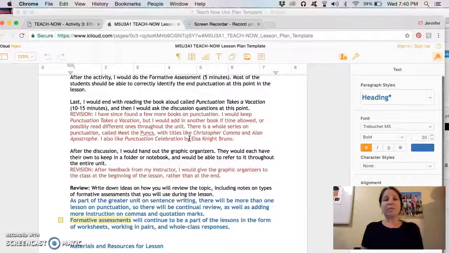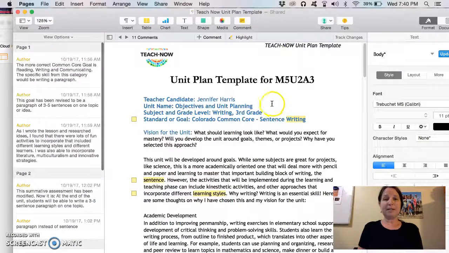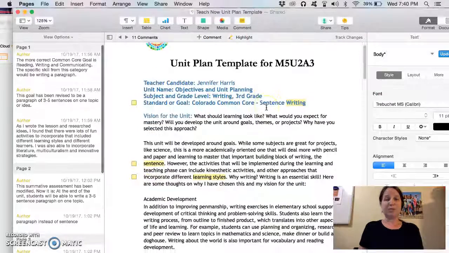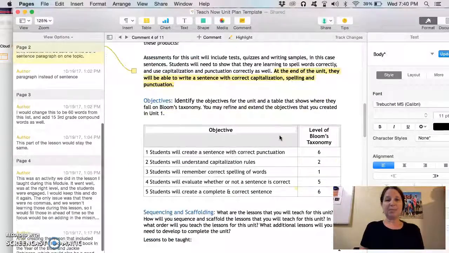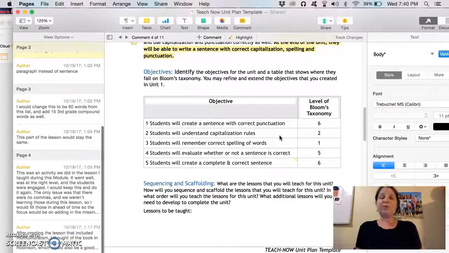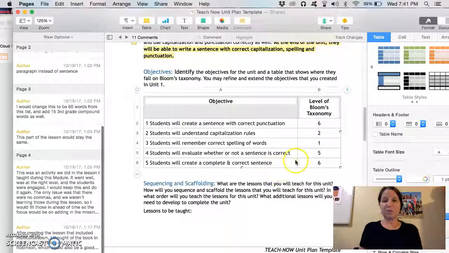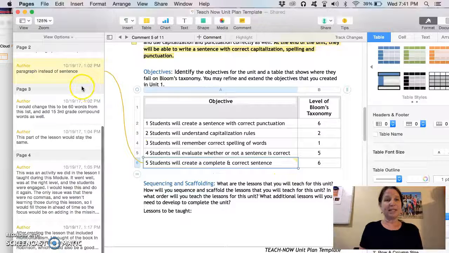I think a critical part to my unit was creating the 5 SMART objectives. That happened back towards the beginning of this module. And those 5 SMART objectives, as I have in my main lesson plan here, which were related to the levels of Bloom's taxonomy, really helped me to focus and stay on task and create a good, solid framework. And here you can see I have my little note for my revision here. Students will create a complete and correct sentence. I changed that to paragraph instead of sentence.